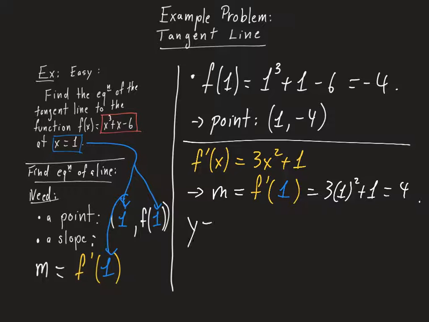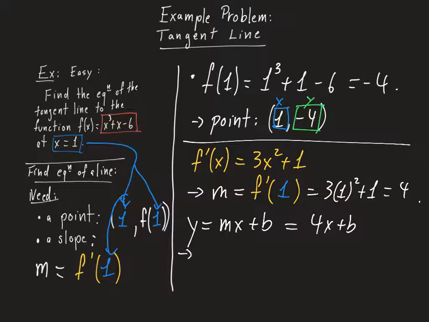Now we know that the equation of a line is always y equals mx plus b. And in this case, we know that m is equal to 4, so this is y equals 4x plus b. All right, all we need to do now is plug in these two values into this equation and solve for b.